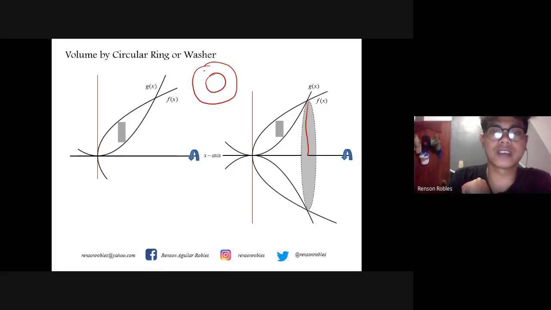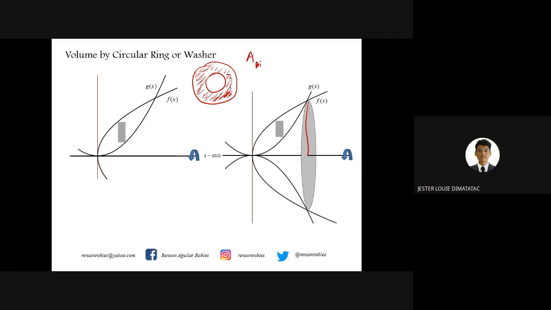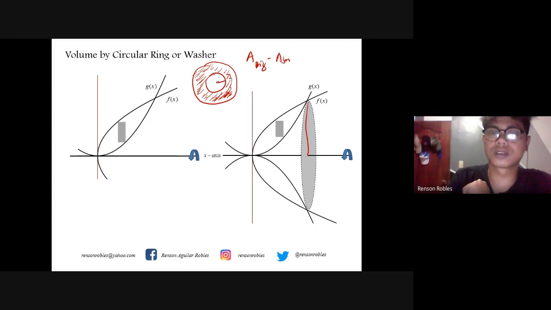So how do you find the area of the track? That is, how do you find the area of this track? Yung area po ng bigger minus area po ng small. And if this is the small radius and this is the capital radius, the big radius, so area ng big is pi capital R square minus pi small r square, or pi times capital R square minus small r square.